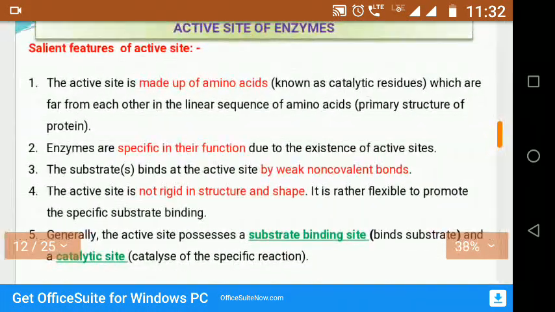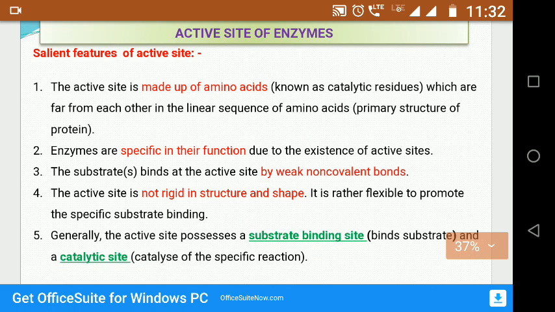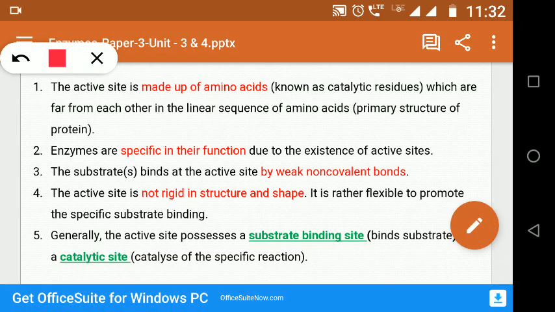When we look at the features of the active site, I already mentioned that the enzyme is made up of amino acids, a sequence of amino acids. These amino acids interact with each other to form a three-dimensional folded structure, to form a functional enzyme.